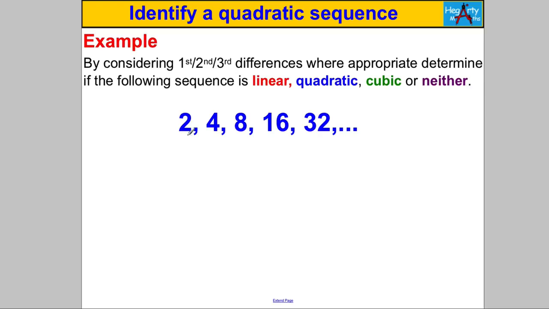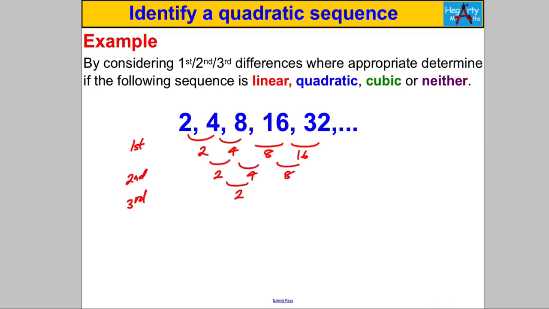Now this one here, the difference here is 2, the difference here is 4, the difference here is 8, the difference here is 16. That's the first difference. Let's go for second difference, see if there's any luck. The difference here is 2, the difference here is 4, the difference here is 8. Let's go for third difference, see if there's any luck. The difference here is 2, the difference here is 4. It's neither a linear, therefore, a quadratic, or a cubic, so we can state neither is our answer in this case.